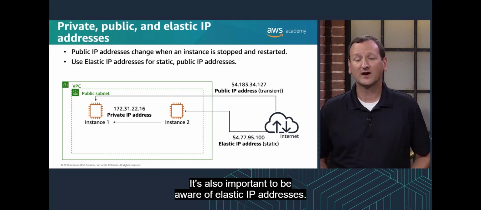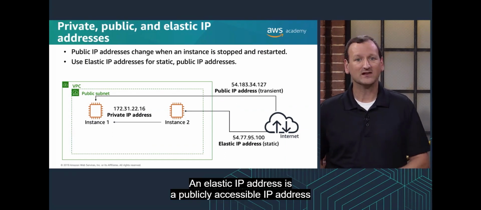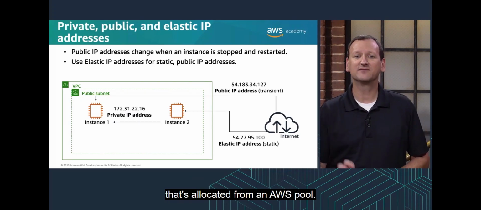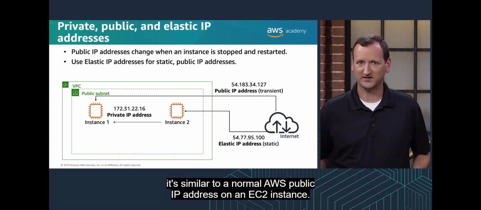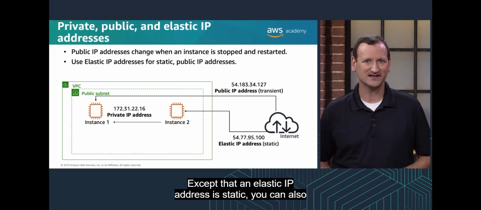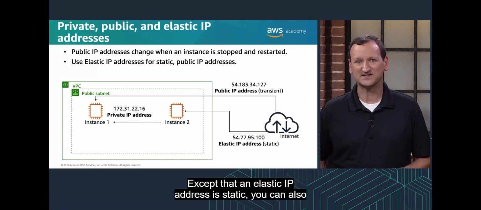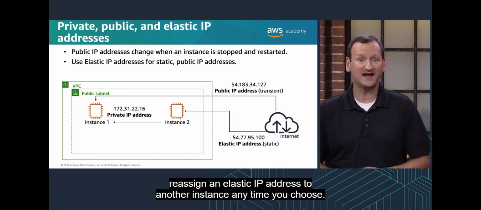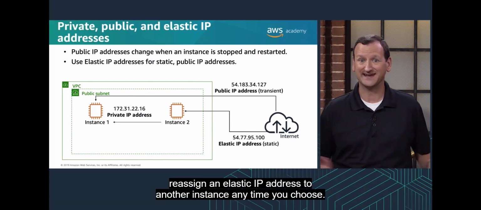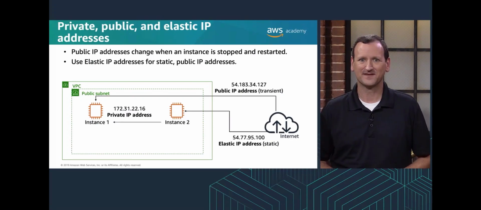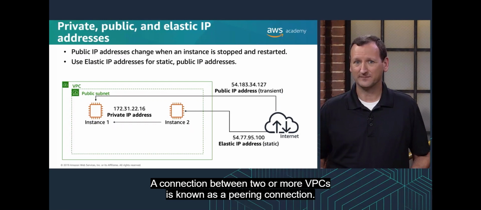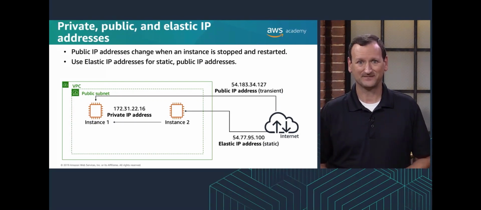It's also important to be aware of elastic IP addresses. An elastic IP address is a publicly accessible IP address that's allocated from an AWS pool. It can be provisioned and assigned to an EC2 instance. It's similar to a normal AWS public IP address on an EC2 instance, except that an elastic IP address is static. You can also reassign an elastic IP address to another instance anytime you choose, which can be helpful for single server failover applications. A connection between two or more VPCs is known as a peering connection.